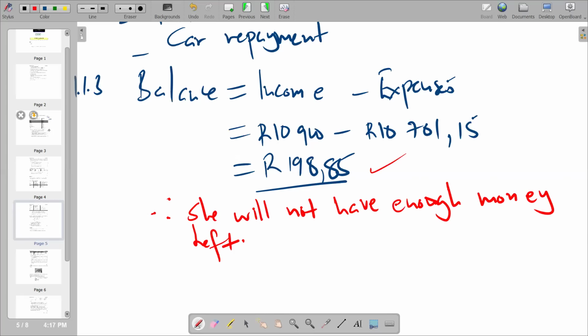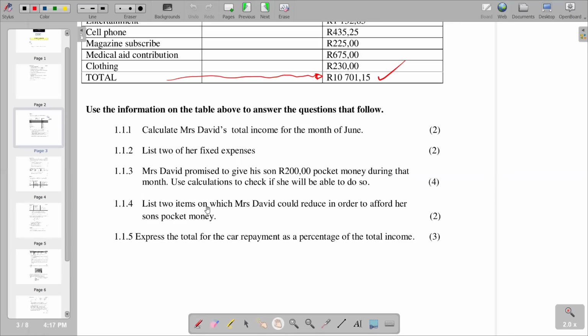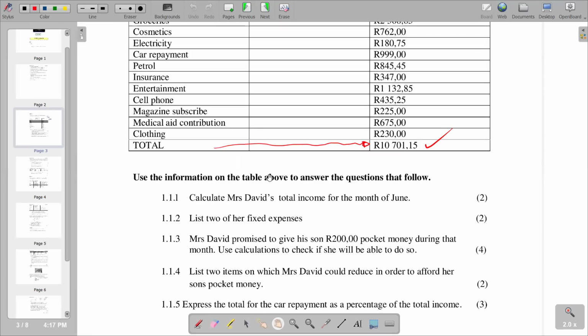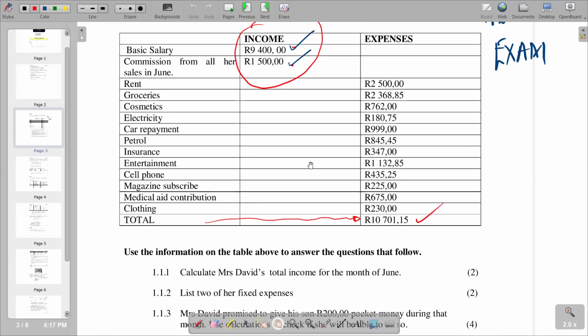So we move on to the next part of our question, which now is number 1.1.4. List two items on which Miss David could reduce in order to afford his son's pocket money. Obviously, to afford this 200 rand pocket money, Miss David has to reduce the expenses. And which items can we pick that she can reduce? We have to pick something which is not a necessity. Let's try to find out which one is not a necessity.